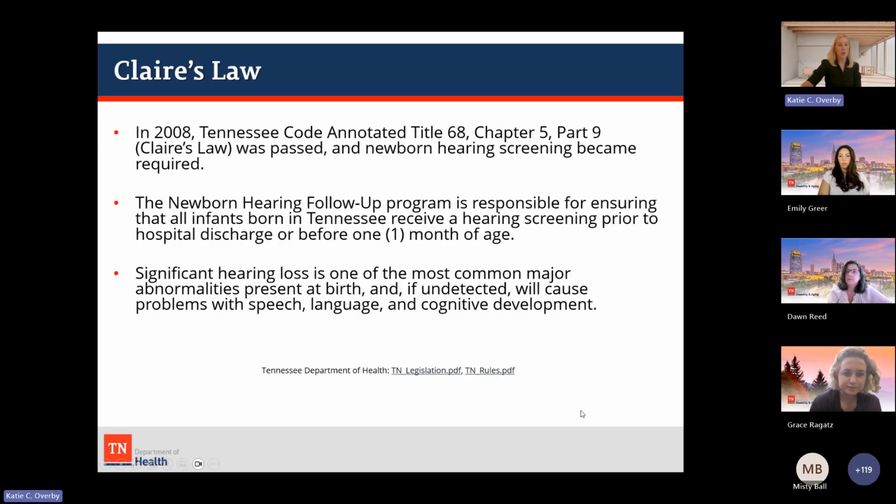And we know that screening kids' hearing is so significant because when it's left undetected, not only does it impact a child's speech and language, it also impacts their cognitive development. We'll dive into that too.